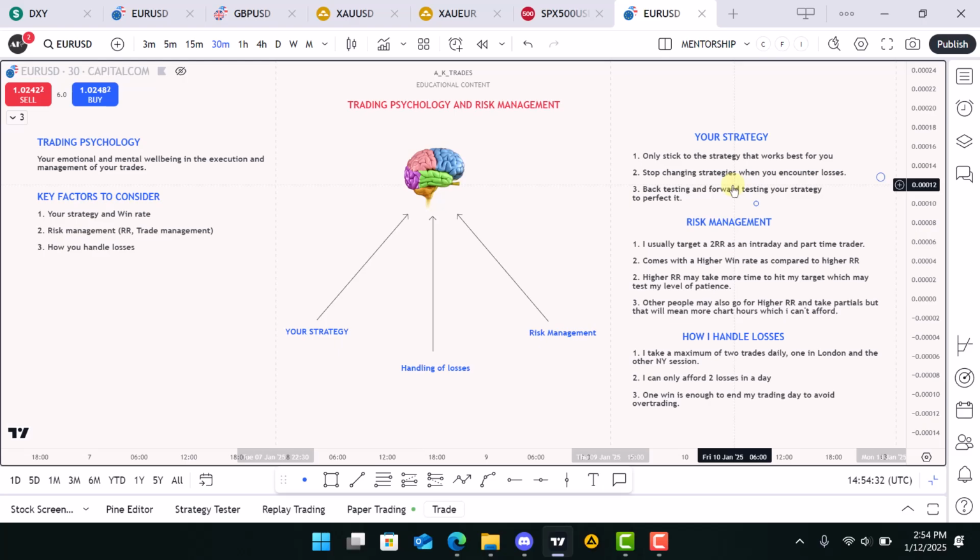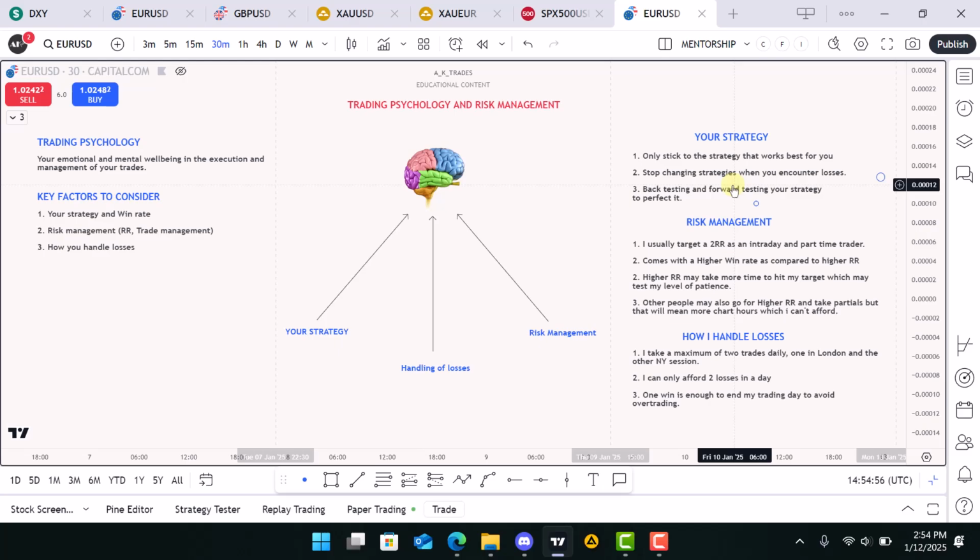Now, how do I handle my losses? Basically, I look forward to getting a maximum of two trades every day. With these two trades, if my first trade is a win, then I don't take the second trade. When I get my first win, I'm done for the day.